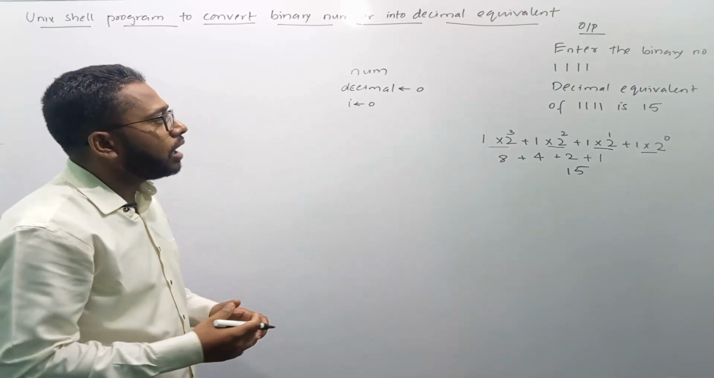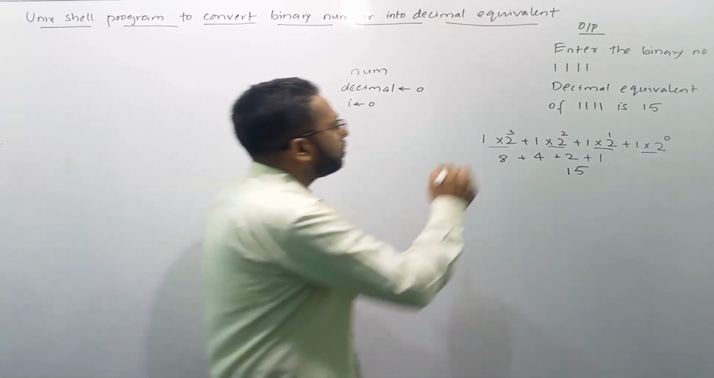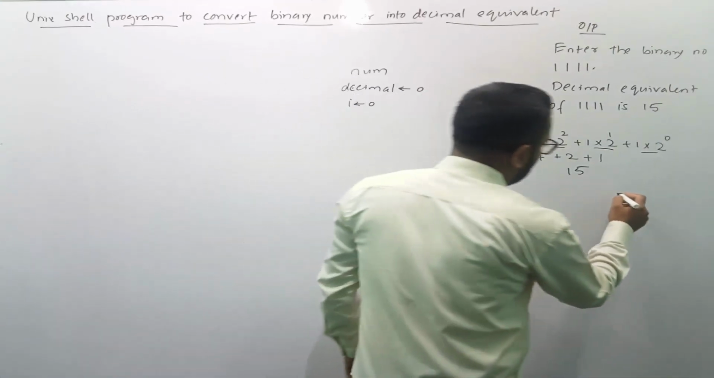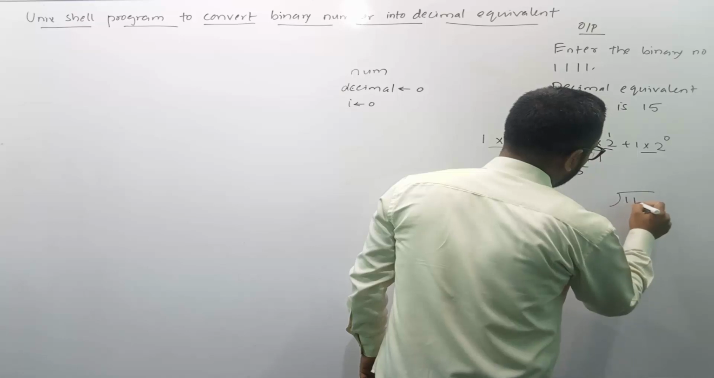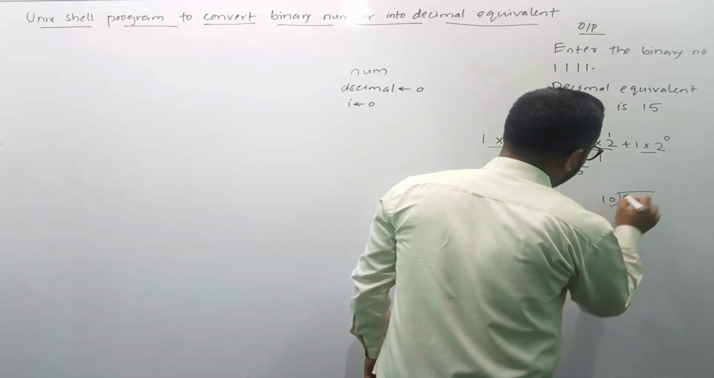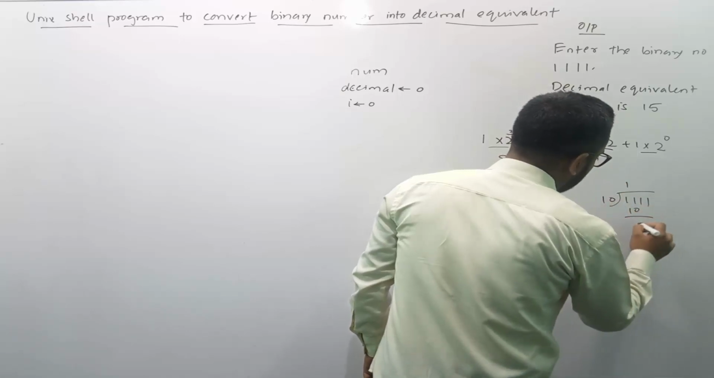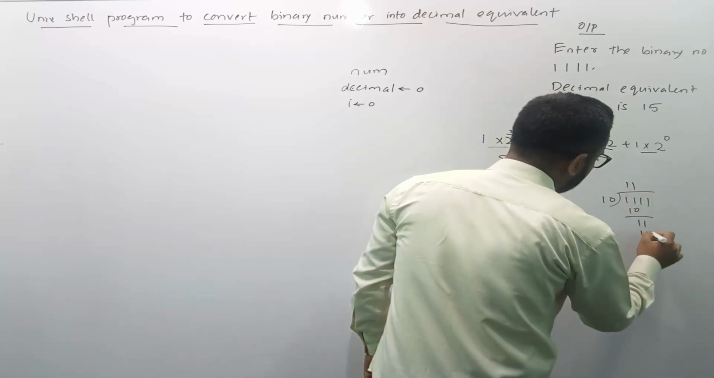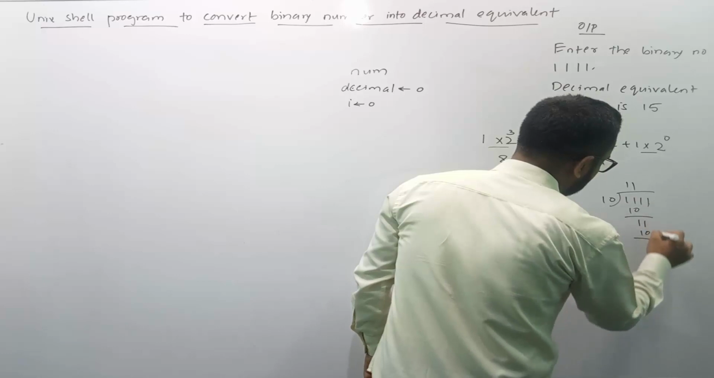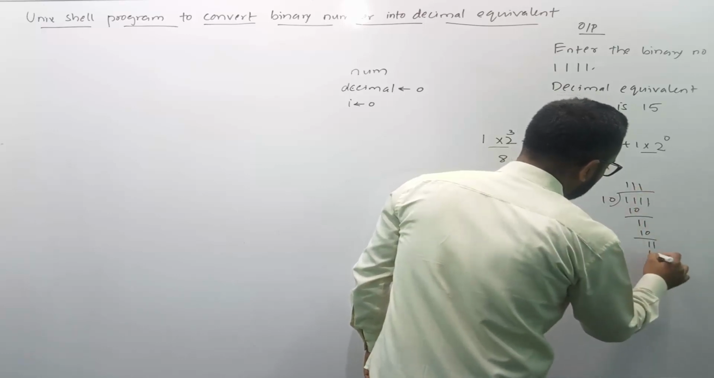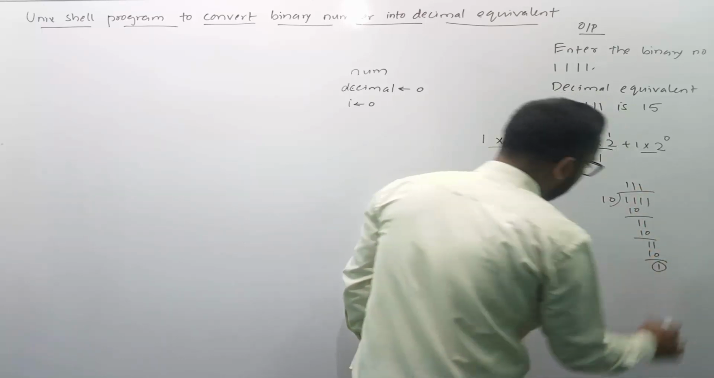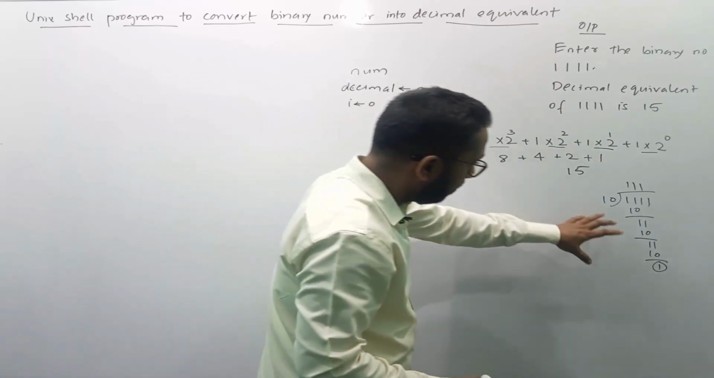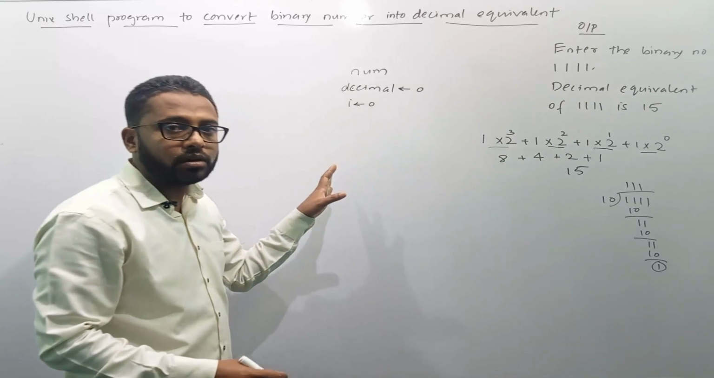First I will go for finding out the remainder of this number. How can I find it? I will just divide this 1111 by 10, and I will get 1 as the remainder. Then I will take this number down, 111, divide by 10, and I will get 1. Then again, 11 by 10, and I will get 1 as the remainder. So I will represent this method in the form of a program.